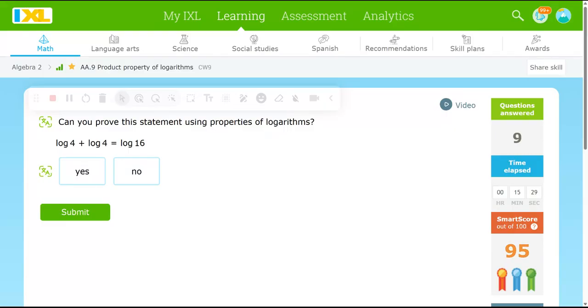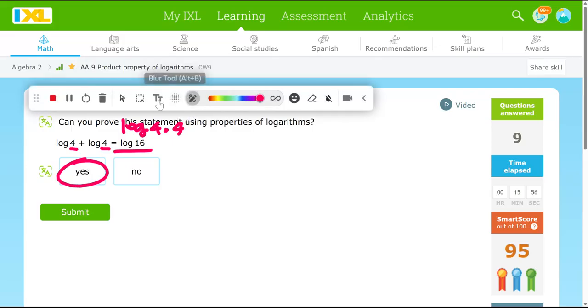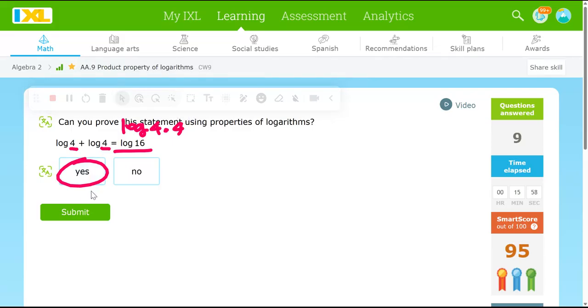So now take a look over here. They just want to double check that you understand the property formula. You have two separate logs, base 10 of 4 and of 4. You can combine. If you combine 4 times 4, which is 16, it comes out exactly like that. So I will click on the option yes.